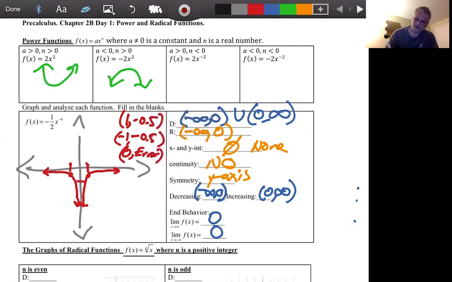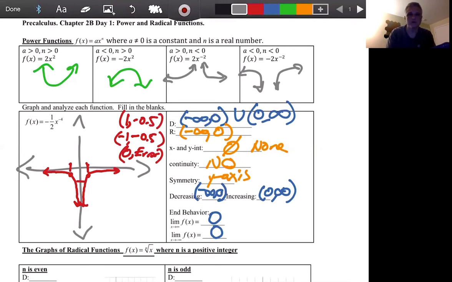Before we go straight to the radical functions, let's go back up here where we said we would return. Now we looked at a being negative and n being negative. So if a is negative and n is negative, then we get something that looks like this. What if a is positive and n is negative? Well, that just means that we weren't reflected over the x-axis. So you would have something that looks like this. Now let's go down to your radical functions.